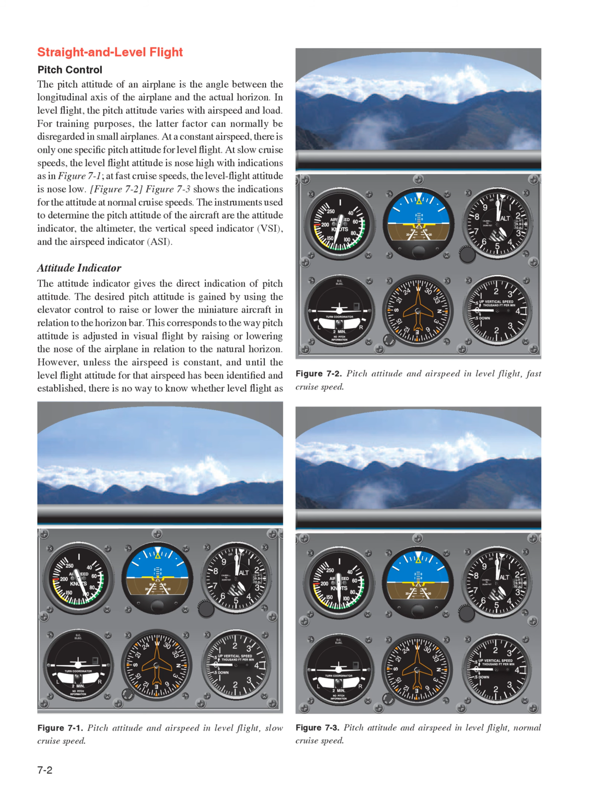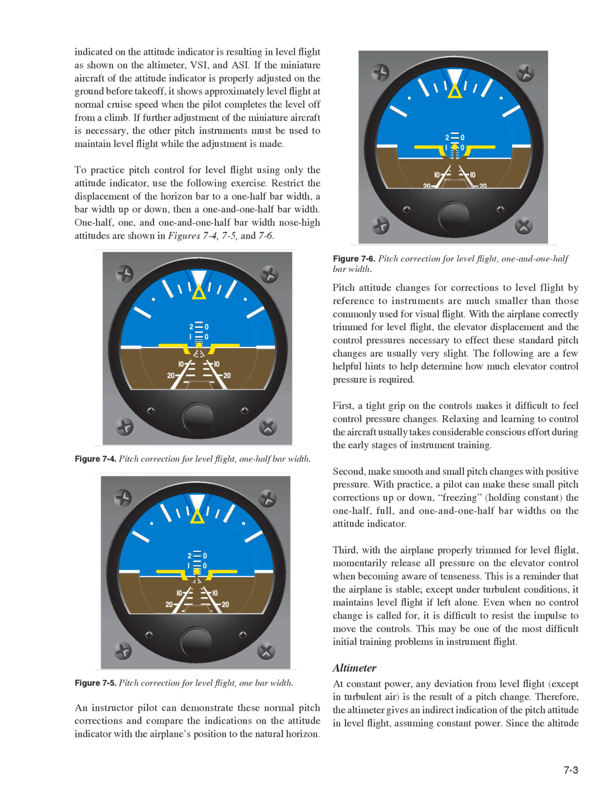However, unless the airspeed is constant, and until the level flight attitude for that airspeed has been identified and established, there is no way to know whether level flight as indicated on the attitude indicator is resulting in level flight as shown on the altimeter, VSI, and ASI. If the miniature aircraft of the attitude indicator is properly adjusted on the ground before takeoff, it shows approximately level flight at normal cruise speed when the pilot completes the level off from a climb. If further adjustment of the miniature aircraft is necessary, the other pitch instruments must be used to maintain level flight while the adjustment is made.